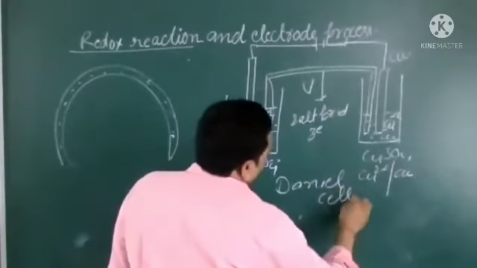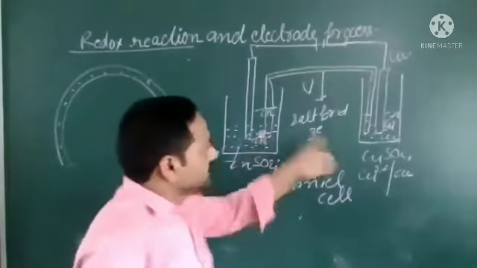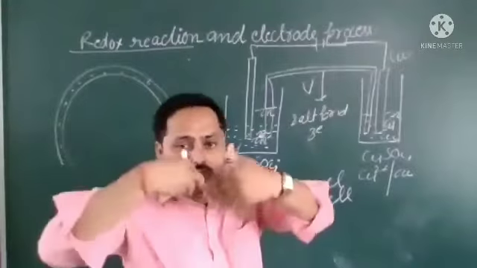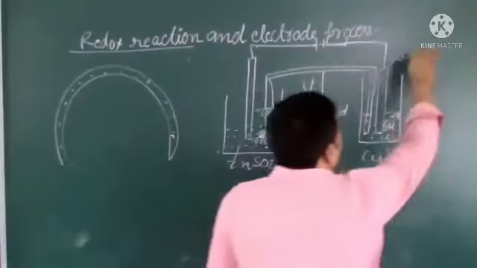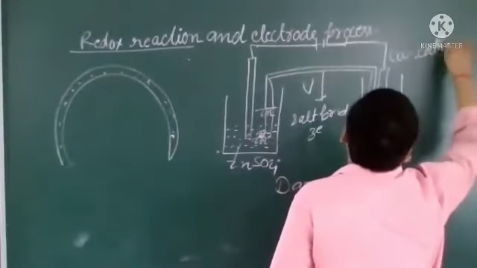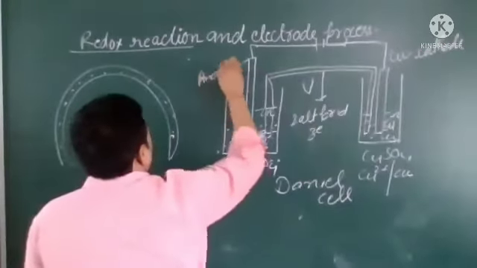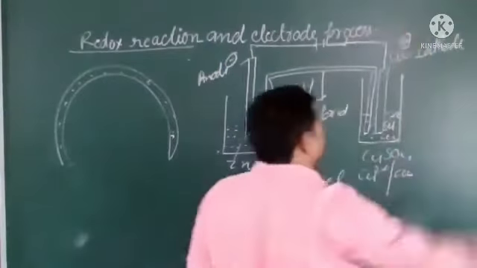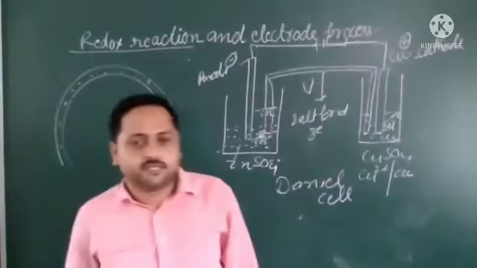This setup is the Daniel cell. I told before that this one is a half cell, and that one is a half cell. If we connect both, this is a full cell, known as the Daniel cell. That is the cathode, and this one is the anode. You might know the anode is negative and the cathode is positive. Here, I would like to revise it one more time.